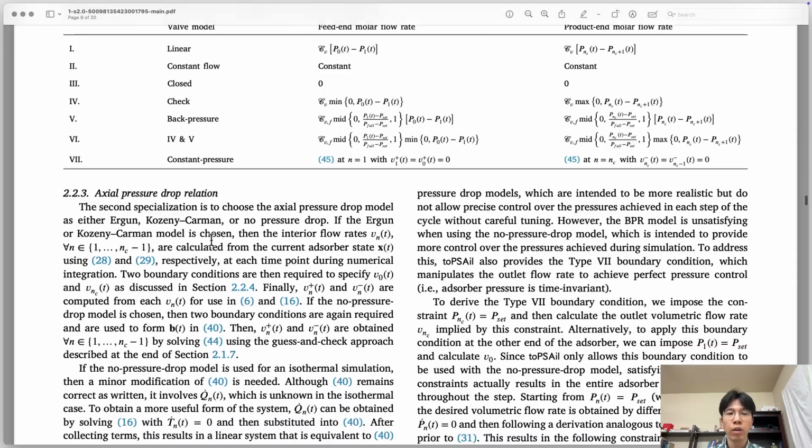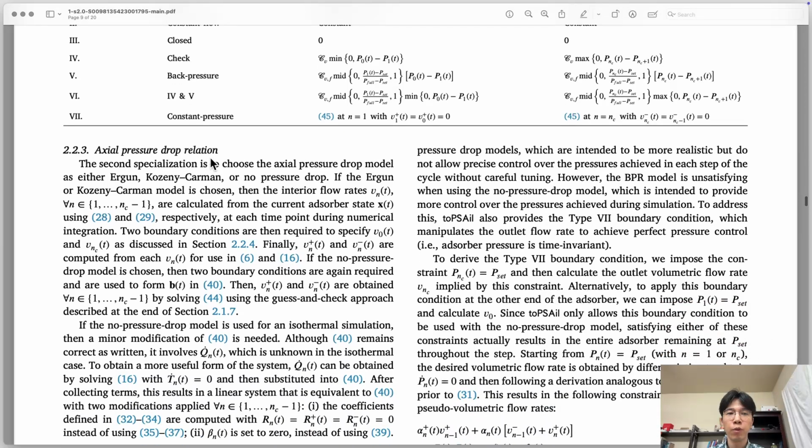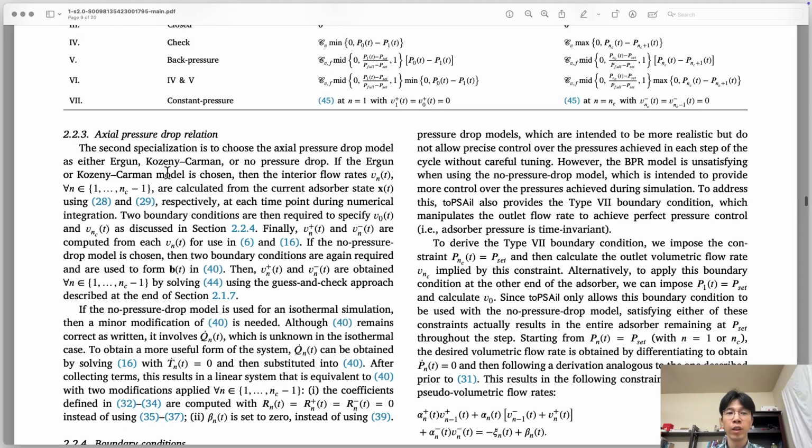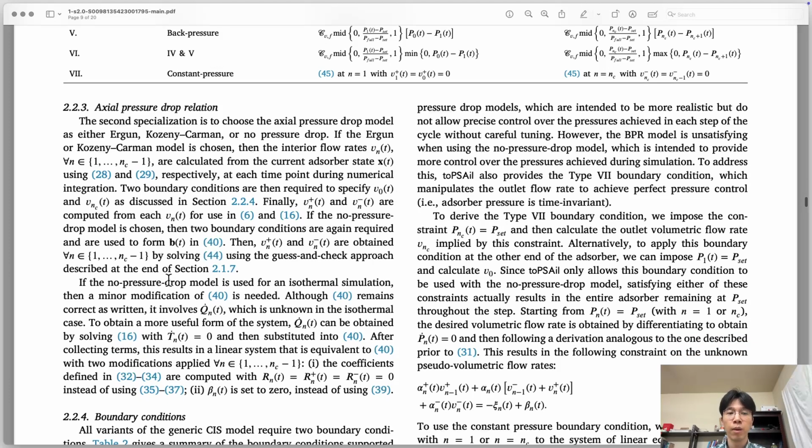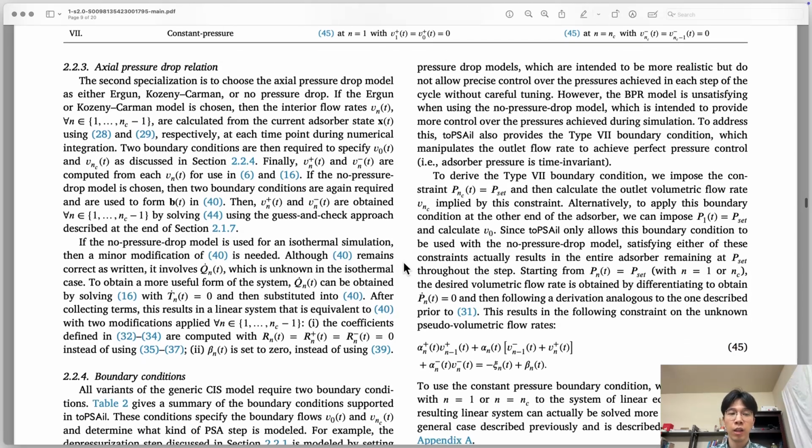And we did talk about the distinction between axial pressure drop, right? So when we have the pressure-driven simulation using empirical equations like Ergun and Kozeny-Carman equations, we're able to model axial pressure drop. And sometimes we need to, especially for industrial scale, larger scale adsorbers, right? But sometimes when lab scale, tall and skinny columns, the pressure drop is insignificant, so we don't need to do that. So then no pressure drop model or our flow-driven model can be used in that case.